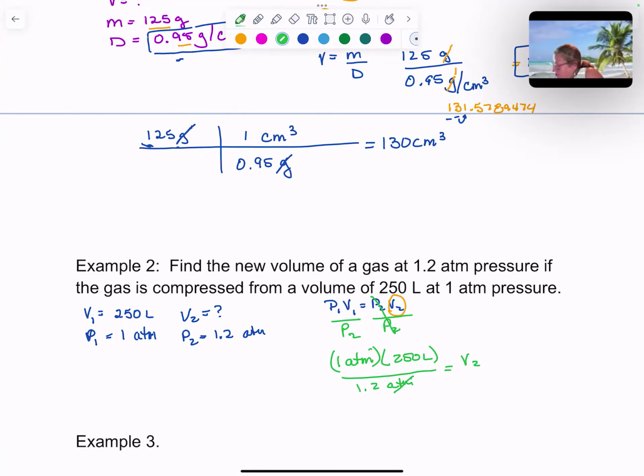The atmospheres are going to cancel the atmospheres. I'm going to get units of liters, which is what we want. I'm going to have 1 times 250 and then divide by 1.2. Now, 1 atmosphere has 1 significant figure. So my calculator came out with 208.33. Well, that's going to have to be 200 liters when I do my significant figures.